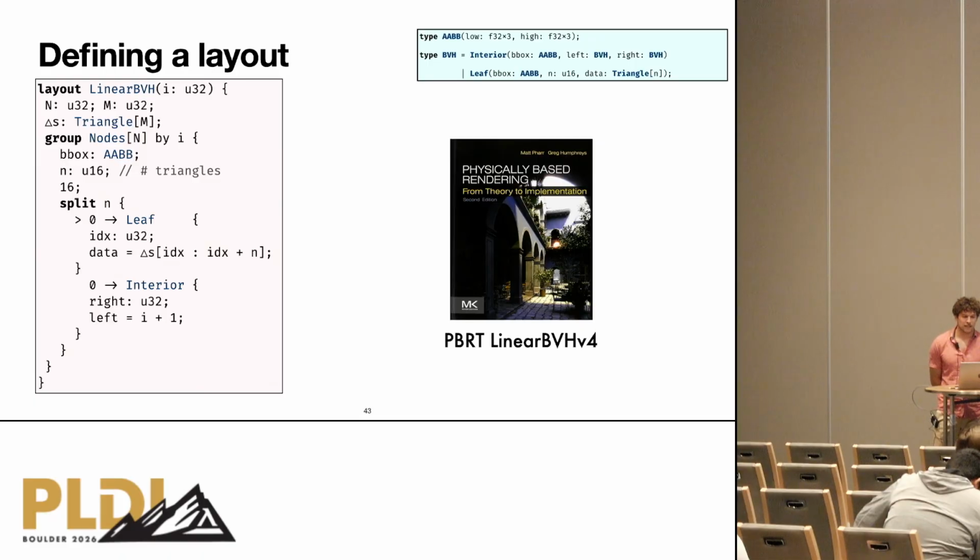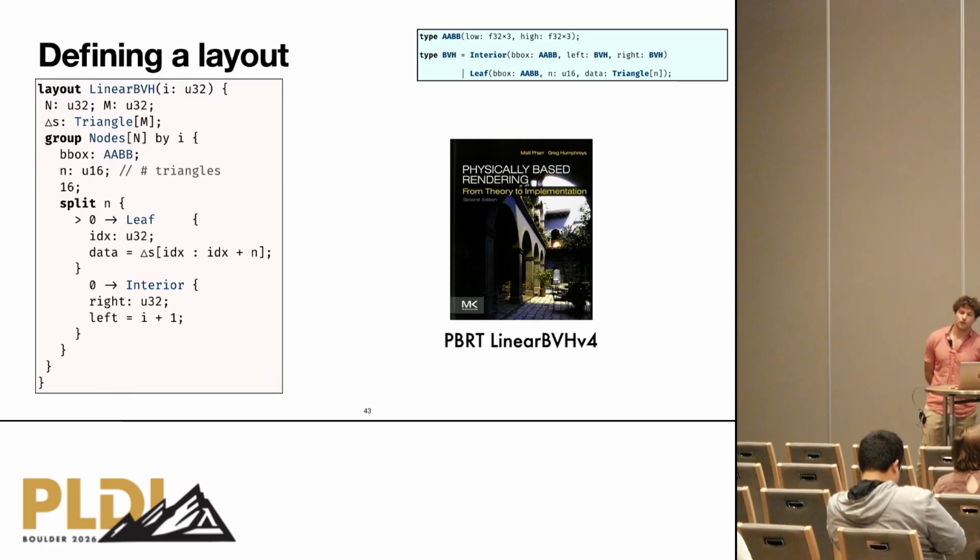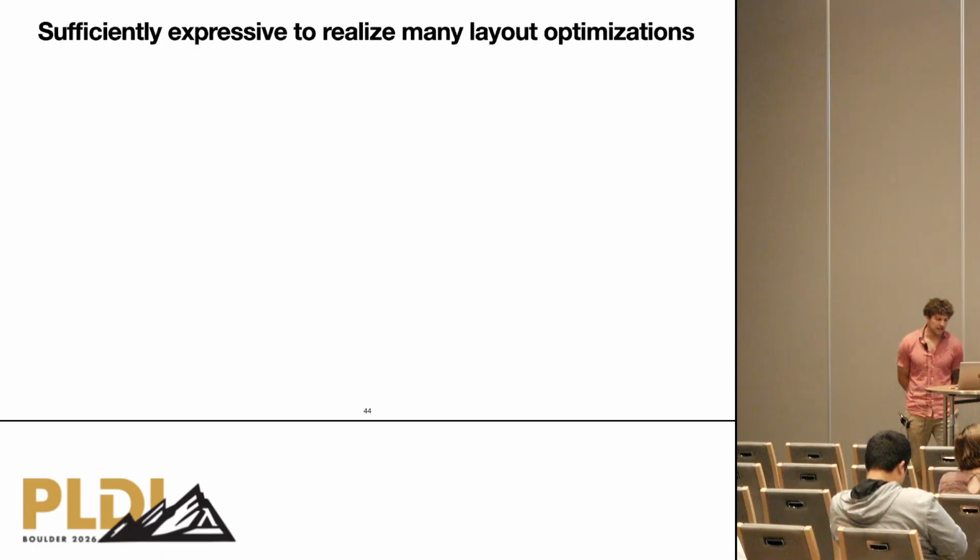The interesting thing here is we've actually built a layout that is, modulo a few small changes that we skipped for brevity, the one that's used in the physically based rendering textbook, which has been shown by the authors to be sufficient to render some of the largest scenes publicly available from Disney. Our claim is that, with a couple more constructors or operations that we don't show in this talk but are in our paper, this is sufficient to express many advanced layout optimizations used in real BVH applications.